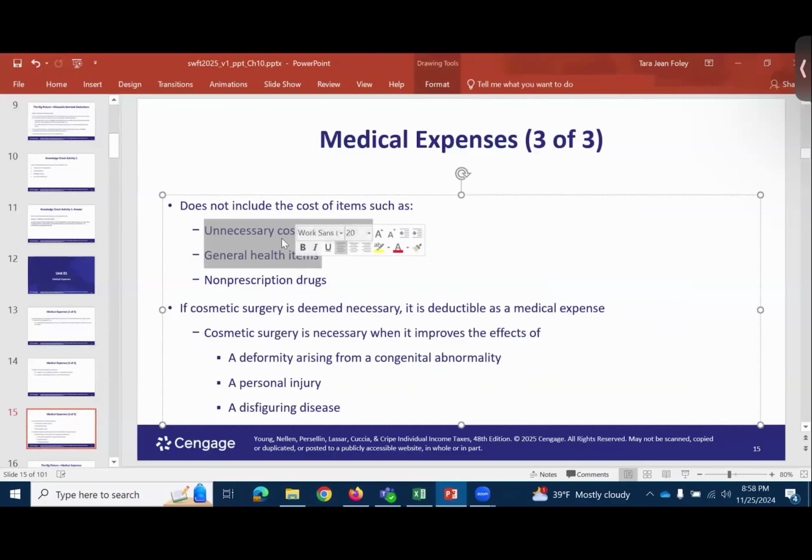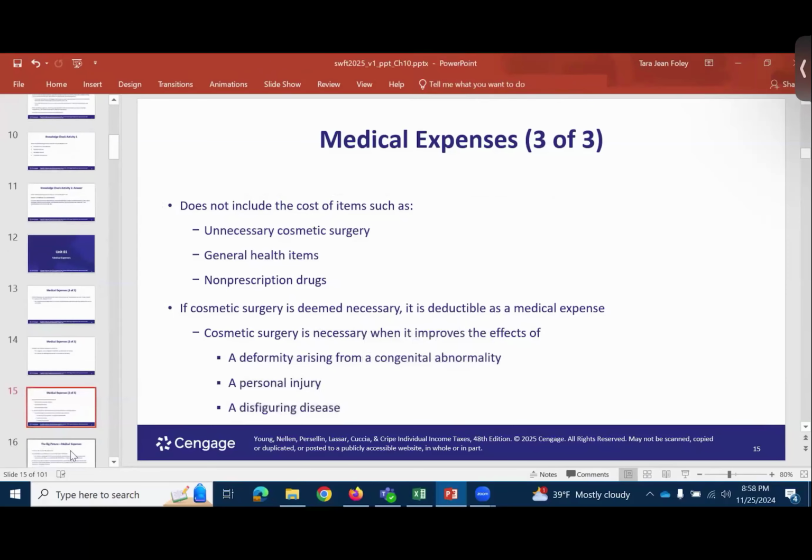But if there's cosmetic surgery, it could be deductible if it's necessary when it improves the effects of a deformity from a congenital abnormality, a personal injury, you got into a car accident and messed up your face, or a disfiguring disease. Those would be medical, versus, oh, I don't like the way my nose is. That would be unnecessary.